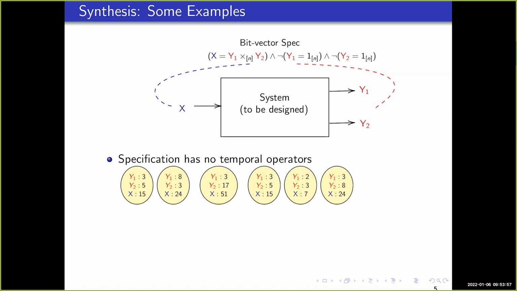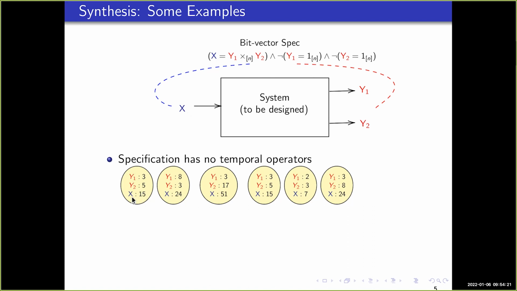And note that this specification has no temporal operators. It's just relating the present value of X to the present values of y1 and y2. So I could have a sequence of valuations of X, y1, and y2. As I said, these are bit vectors, so I will represent them using the unsigned integer that they represent.